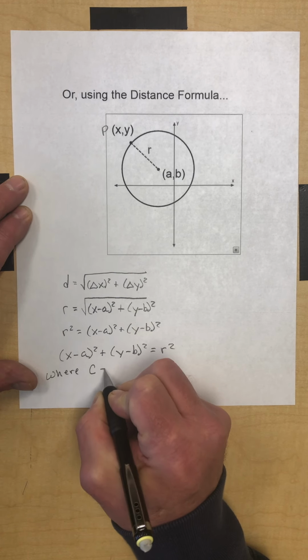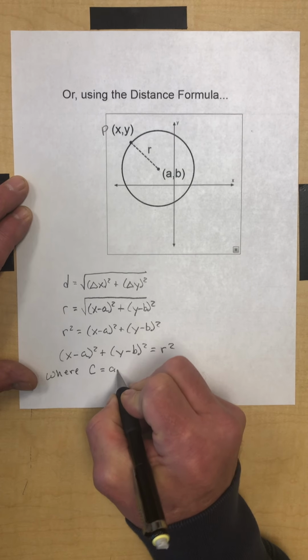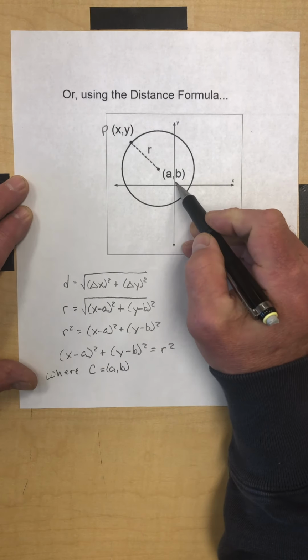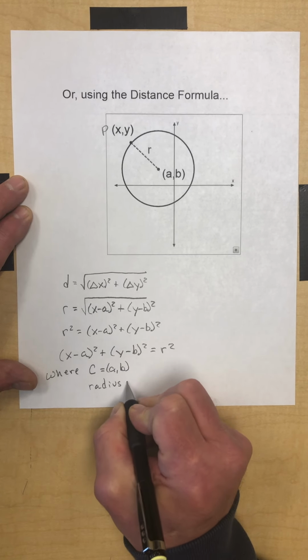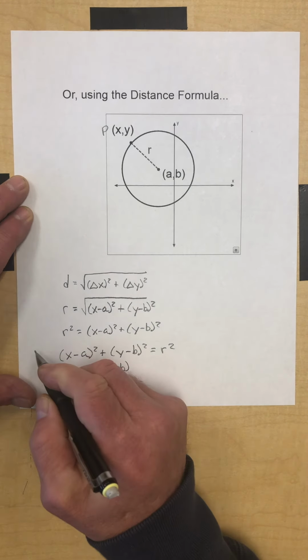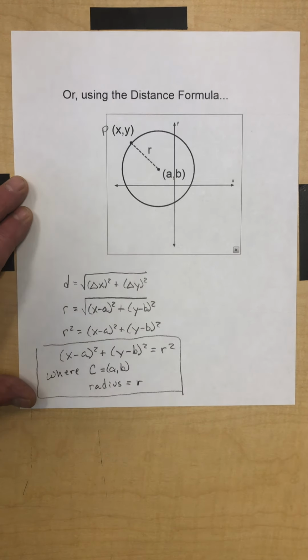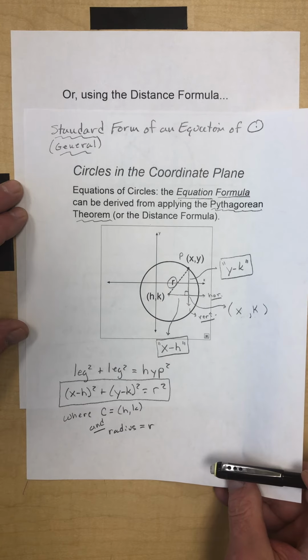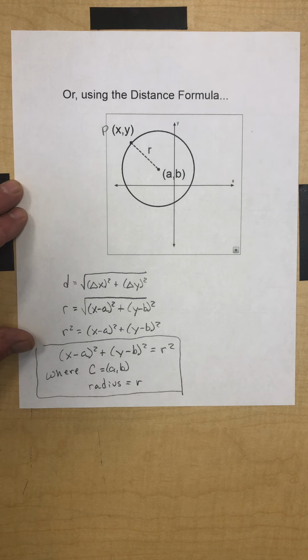the coordinates of the center are (a, b). Notice that's exactly what they are. And the radius is r. And there you go. So whether we're deriving this general form or standard form or equation form, or whatever you want to call it, using the Pythagorean theorem or using the distance formula, notice that they're both pretty easy.